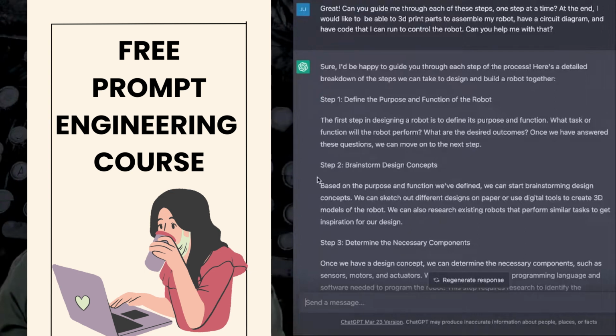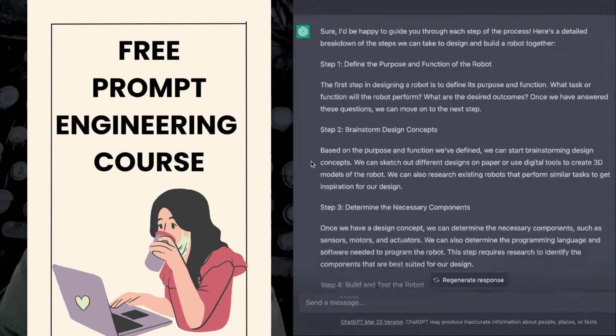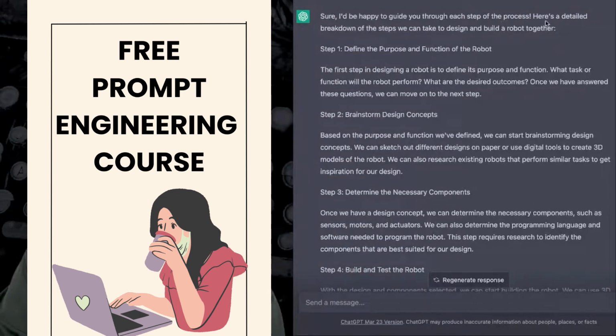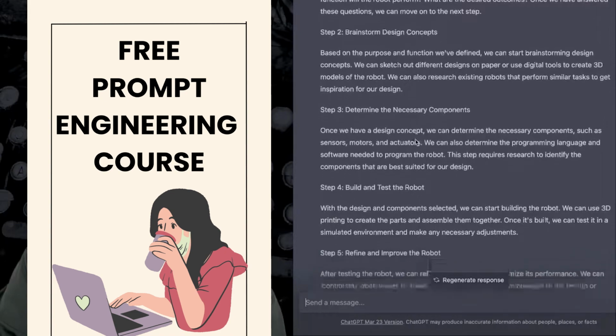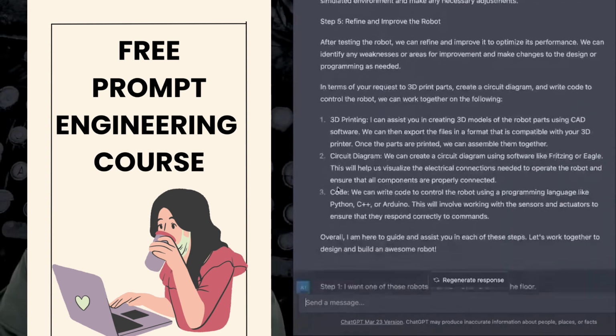And so this is an interesting aspect. I'm having a conversation, but I'm also engaging the large language model to help guide the conversation and help figure out how to solve the problem that I'm interested in. And so it says, sure, I'd be happy to guide you through each step of the process. Here's a detailed breakdown of the steps that we can take to design and build a robot together. Step 1, define the purpose and function. 2, brainstorm concepts. Determine the necessary components, and it goes on to tell me a bunch of things.